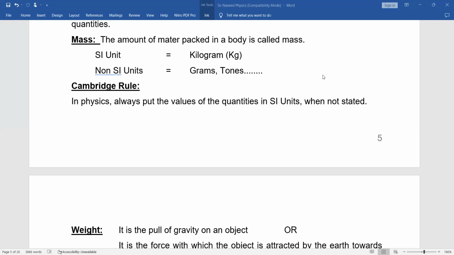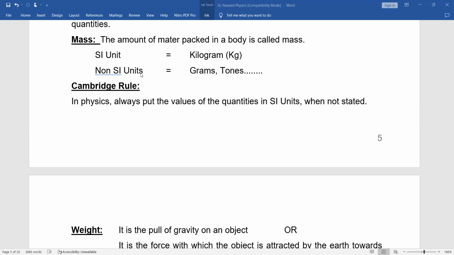Okay, today we'll start the topic mass, volume, and density and weight. So first of all, we will see what is mass. The amount of matter packed in our body is called mass. The SI, which stands for System International Unit, is kilogram. SI unit is kilogram, kg.